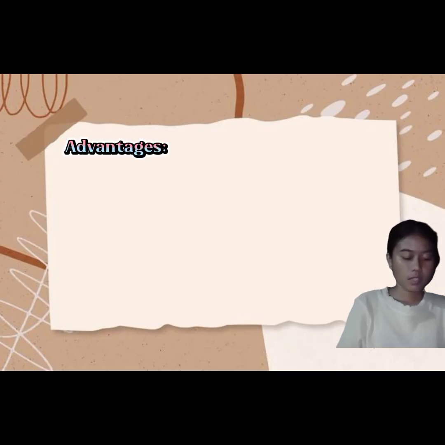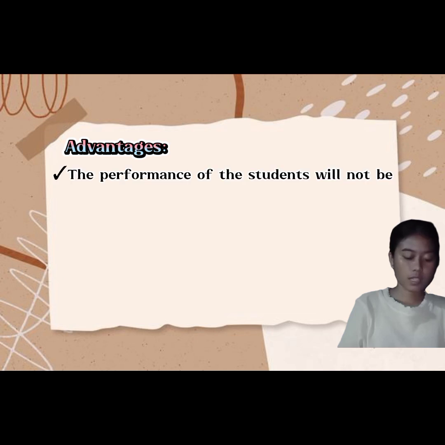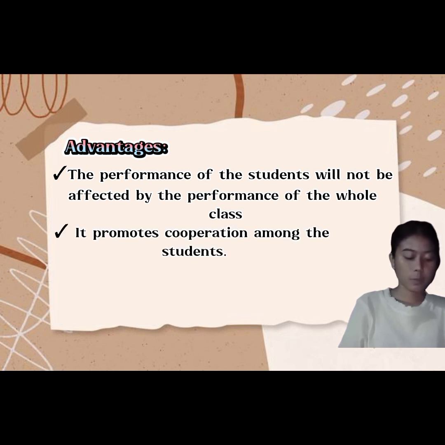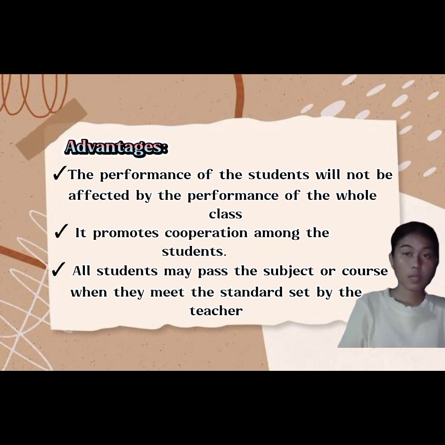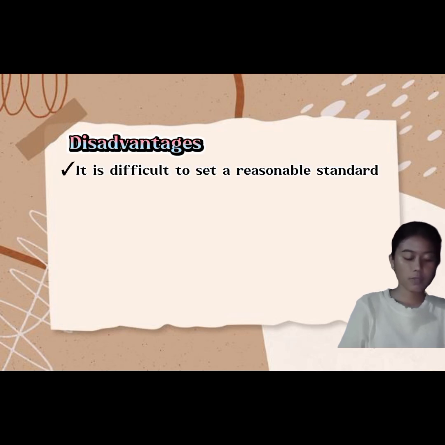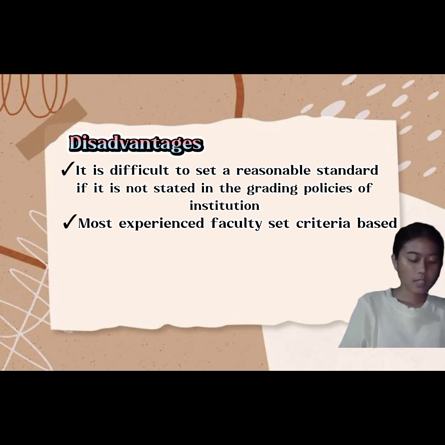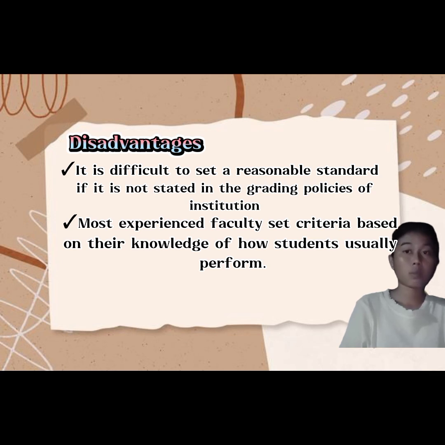Advantages. The advantage of the criterion reference test is that the performance of the students will not be affected by the performance of the whole class. Next, it promotes cooperation among the students. And all students may pass the subject or course when they meet the standards set by the teacher. And the disadvantage is that it is difficult to set reasonable standards if they are not stated in the grading policies of the institutions. And last, most experienced faculty set criteria based on their knowledge of how students usually perform.